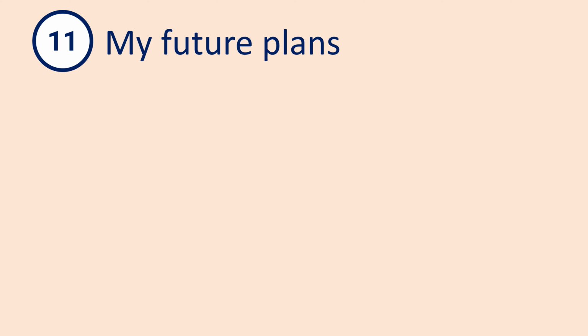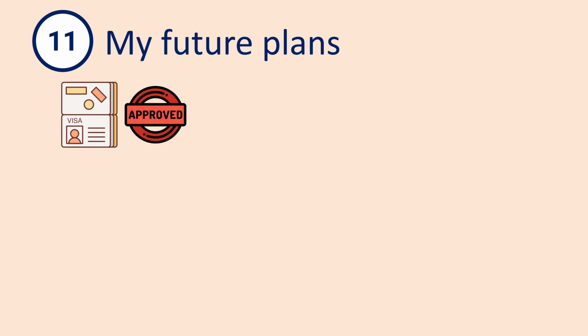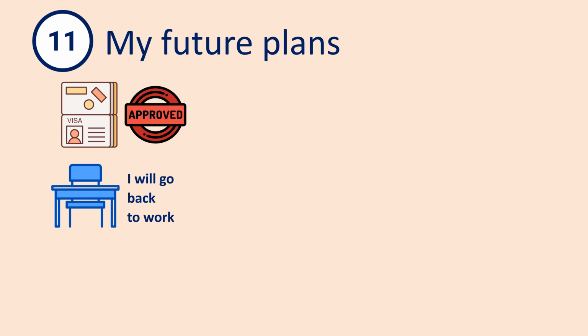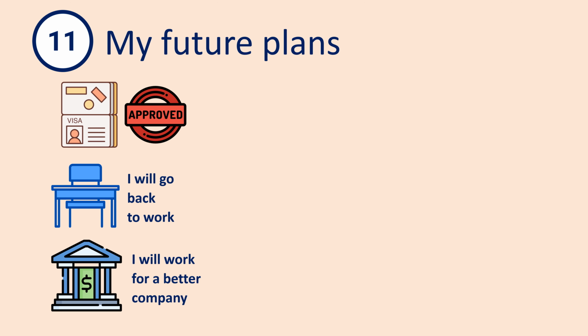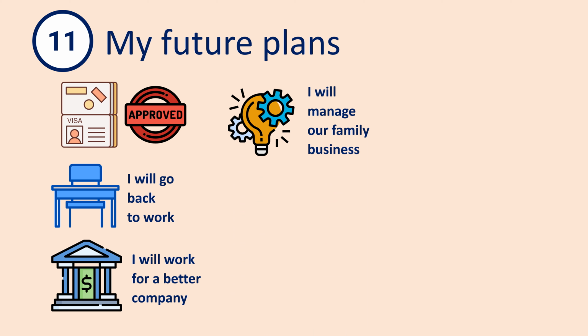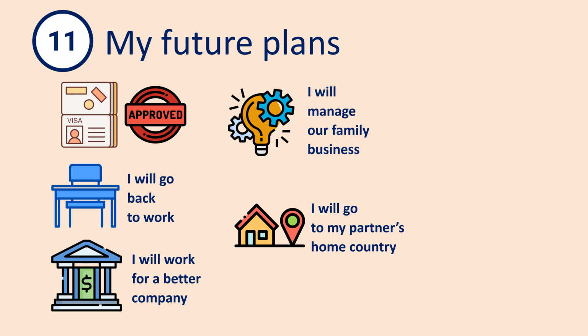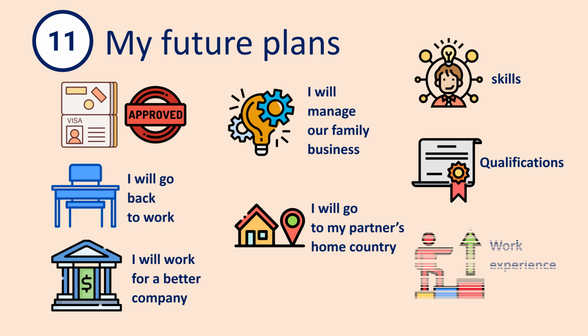This section is very important for your visa approval. You need to mention that you will leave Canada after your partner finishes his or her studies and post-graduation work permit. Mention that you are going back to your work in your home country, or you will be working with a better company, or you will be helping your partner to manage his or her own business. If your partner is from a different country, mention that you will be going to his or her home country. There are many things to do in your home country. It all depends on your skills, qualifications, as well as your previous work experience.